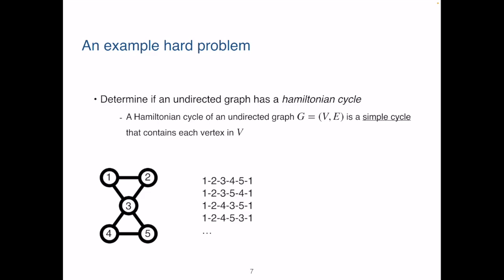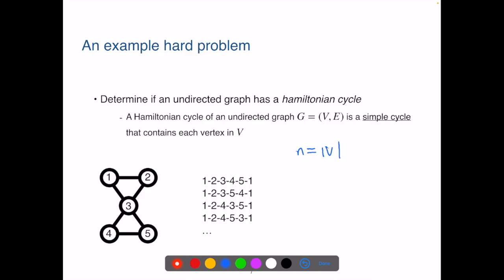So how many possible permutations in total? Let's say we have n vertices in this graph. In each permutation, for the first position, we have n possible choices. For the second position, we have n minus 1 possible choices. For the third position, we have n minus 2 possible choices, and so on and so forth. So what's this? That's the factorial of n.